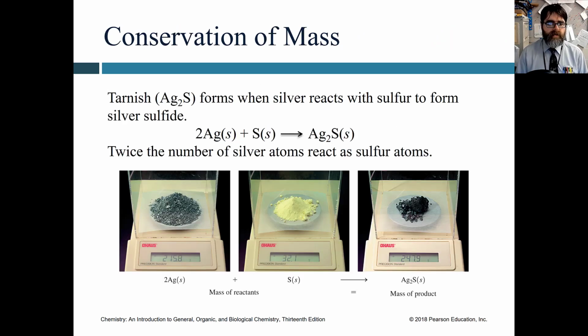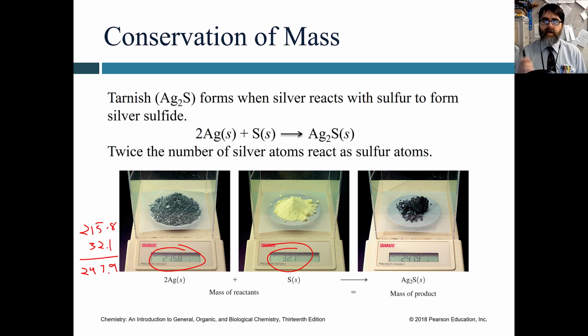And so here, for example, and they've shown you the precise values here, we have a certain amount of each of those reactants, 215.8 and 32.1, and they end up with 0.9724. And so notice they are equal.